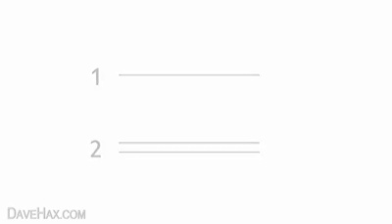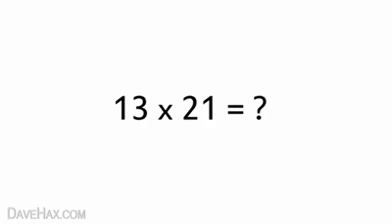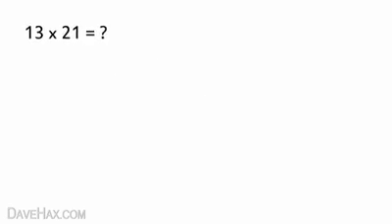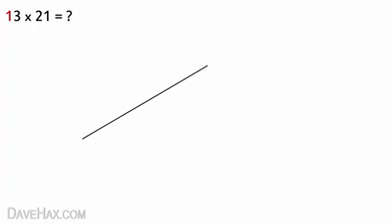involves substituting numbers for lines. We'll start with 13 times 21. As we can see, the first digit in this equation is 1, which means we draw one straight line diagonally like this. The next digit is 3, so we leave a little space, then draw 3 lines parallel to the first one, like this.